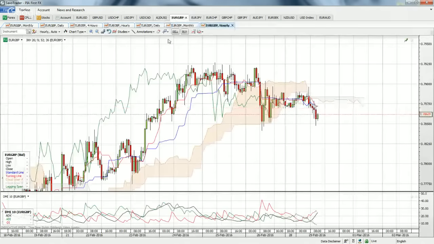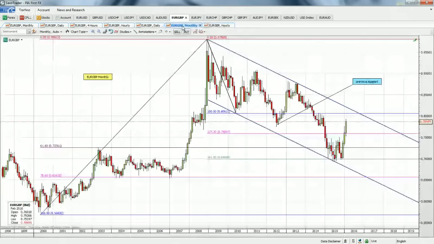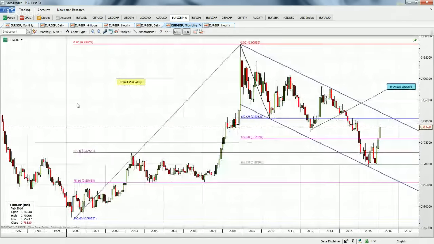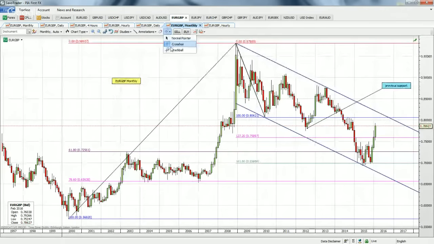Now, Euro sterling. In a corrective channel formation is what we need to highlight. Moves strongly off the 161.8% extension level. A double bottom or a head and shoulders formation being broken to the upside. We've now paused, corrected from this previous area of support. So it was support, it's now resistance.